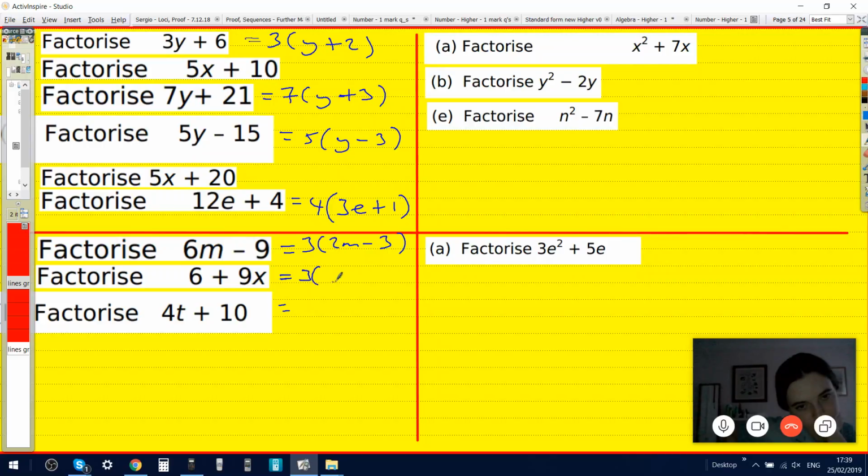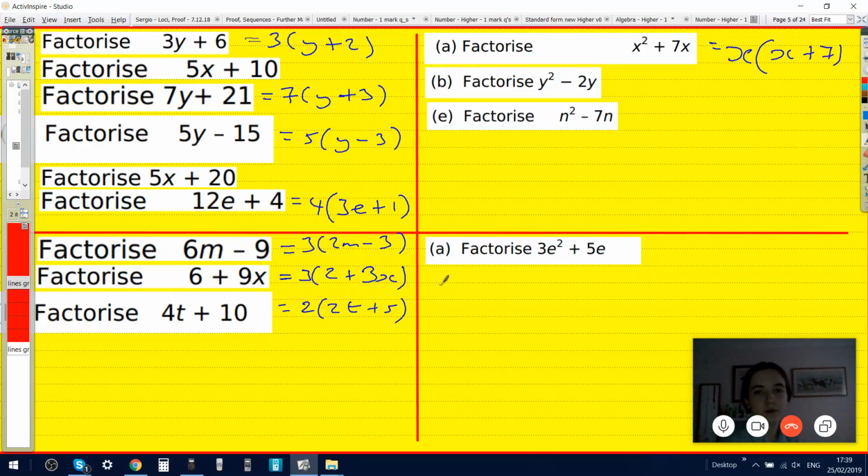3 2 plus 3x. 2t plus 5. Top right. X plus 7. And bottom right. 3e plus 5. That's it.